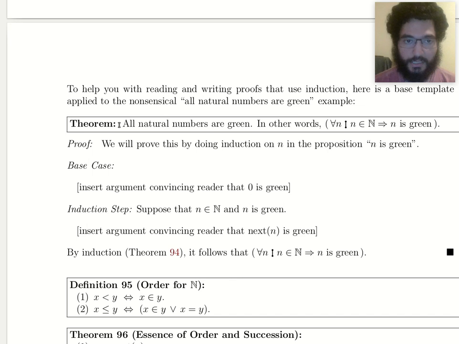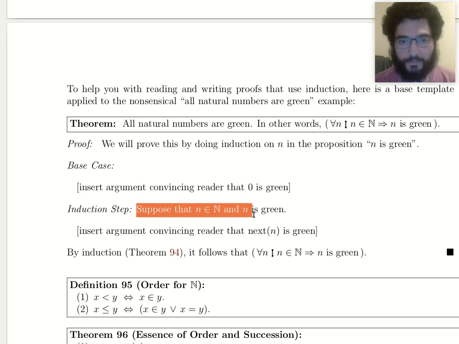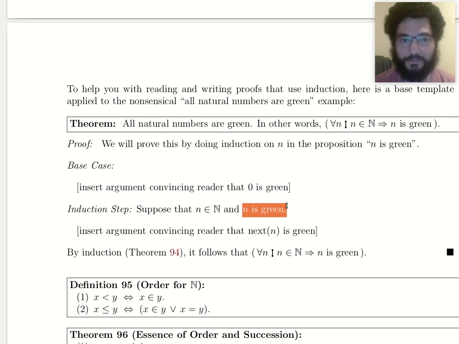So say you want to prove all natural numbers are green, then your phi is "x is green," right? So here's phi with the x replaced by n. To prove this, you prove your base case, so prove that 0 is green. Somehow put your argument there. Then, and don't forget this part, these parts are all important, assume n is a natural number and assume n is green. Then try to prove that next n is green.